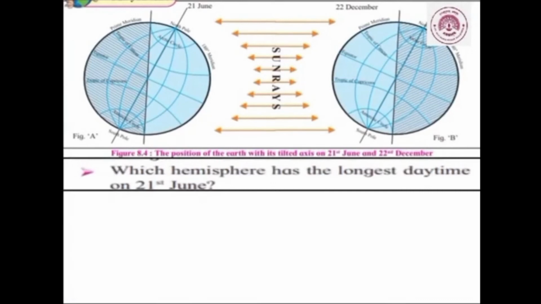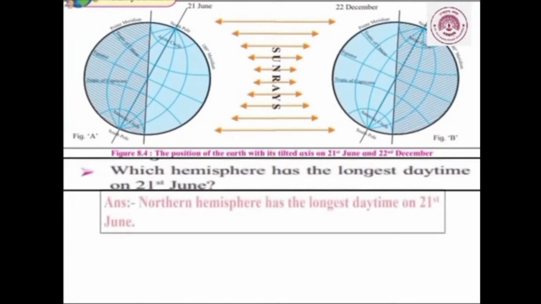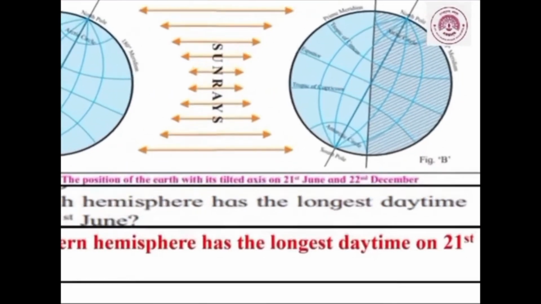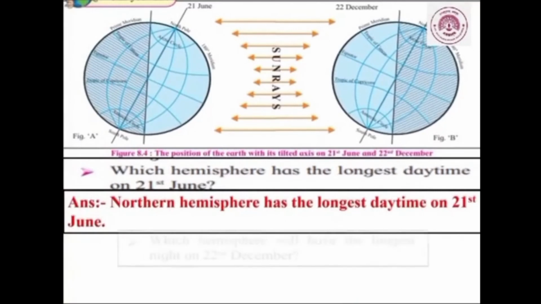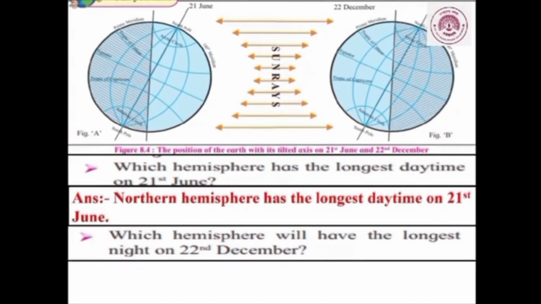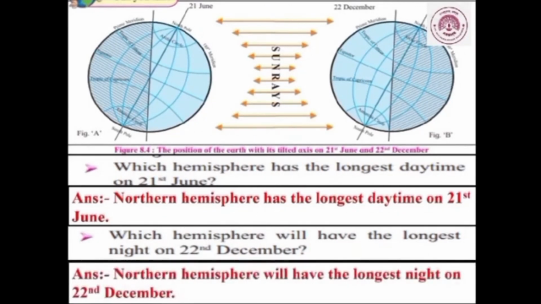Next question. Which hemisphere has the longest daytime on 21st June? The northern hemisphere has the longest day on 21st June. Okay. Then, which hemisphere will have the longest night on 22nd December? Northern hemisphere will have the longest night on 22nd December. Now, if you see carefully on both the globes, children, these answers you can make out by the shaded part and the enlightened part of the globe.